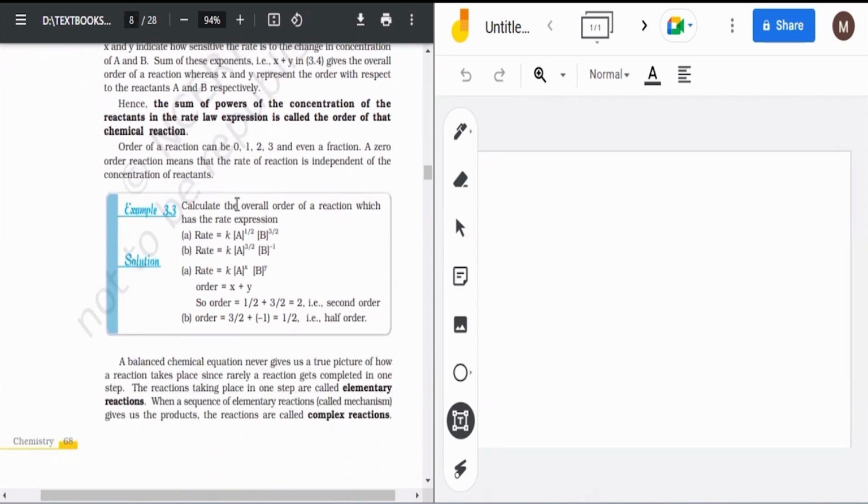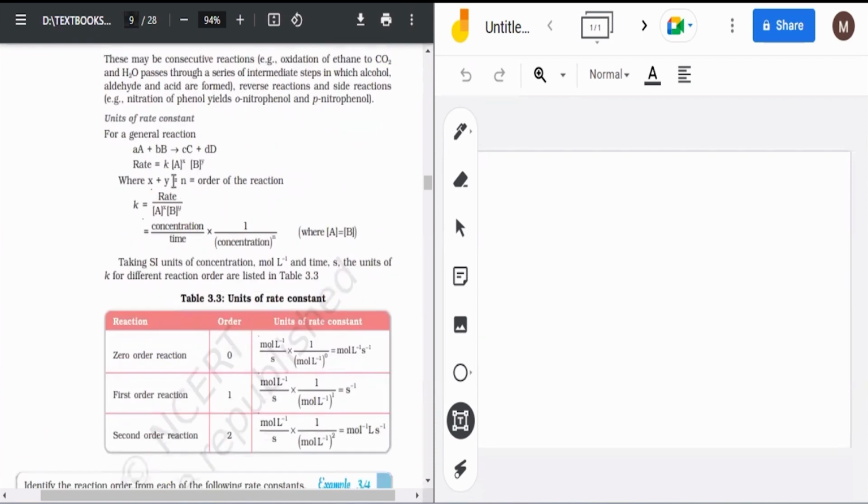Like here, calculate the overall order of the reaction. इसमें हो जाएगा half plus 3 by 2. Here it would be 3 by 2 minus 1. Simple. Okay. We know the rate law is given by k a power x and b power y.